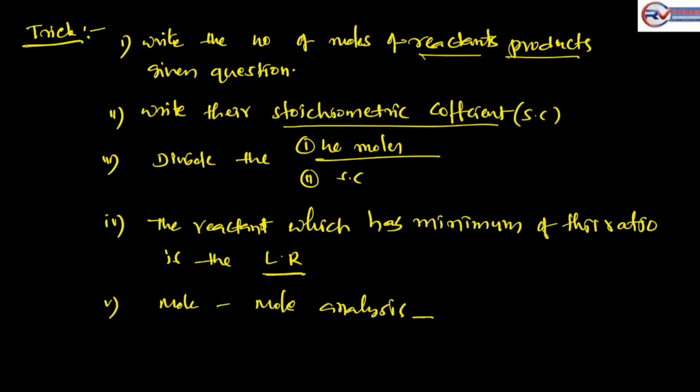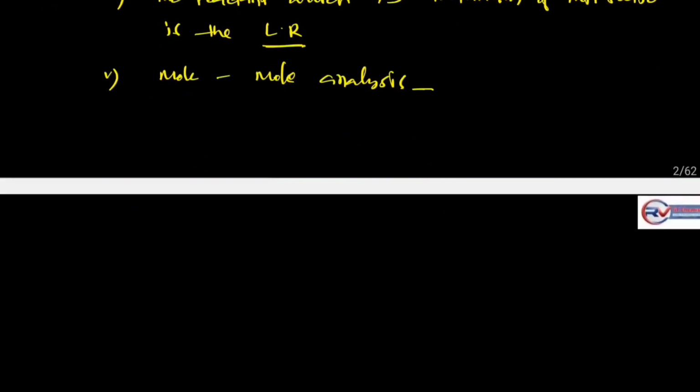Let's move on and try to understand with an example. Take 2A reactant plus 3B reactant giving 4C and 5D products. 2A plus 3B gives 4C and 5D. This chemical equation is balanced. I am taking a general equation.